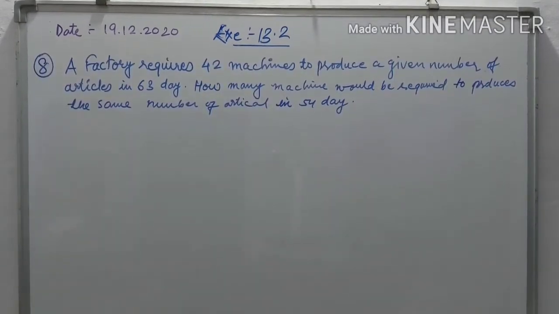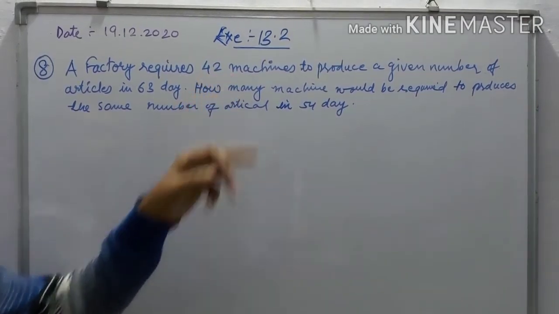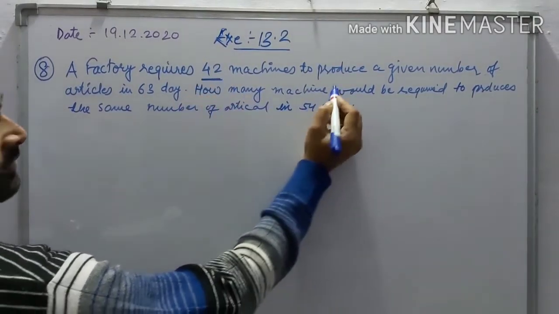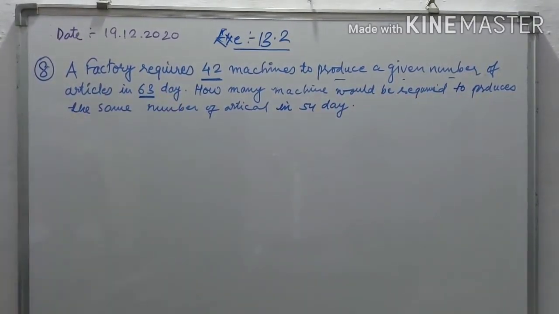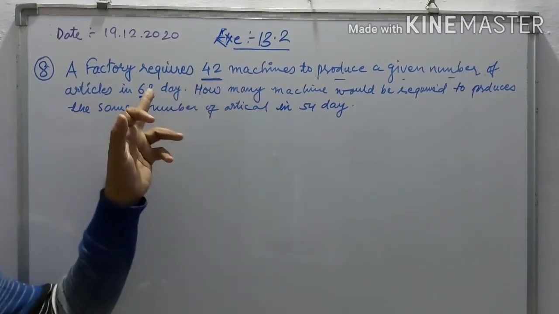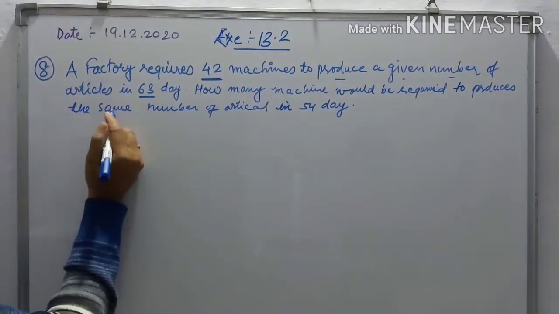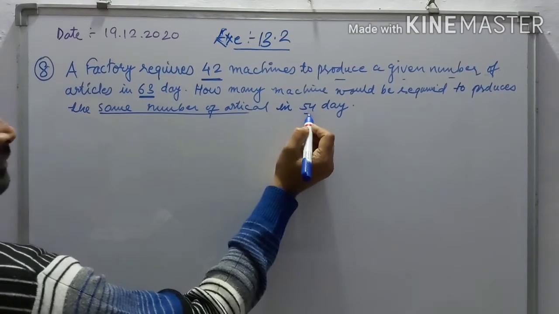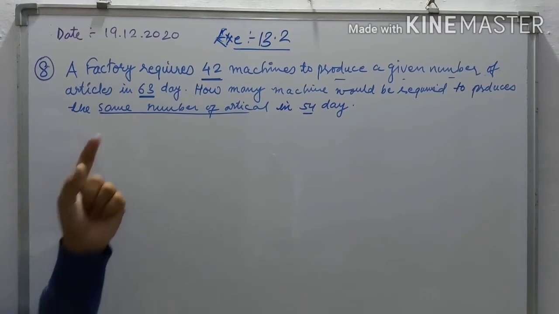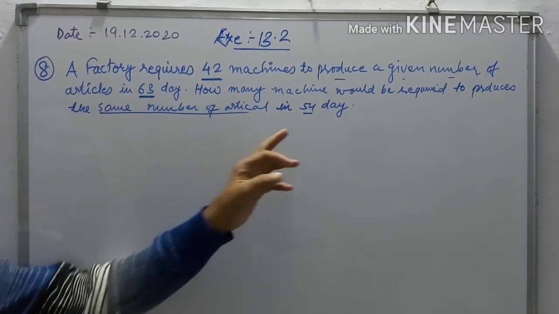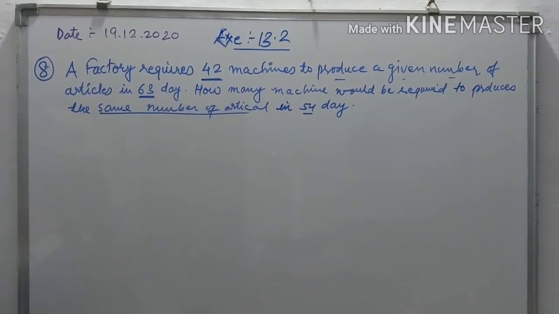Okay, the next question is question number 8: A factory requires 42 machines to produce a given number of articles in 63 days. How many machines will be required to produce the same number of articles in 54 days? Okay, the articles are the same. First we use 42 machines, the number of days is 63, and as the number of days decreases, the machines will increase.